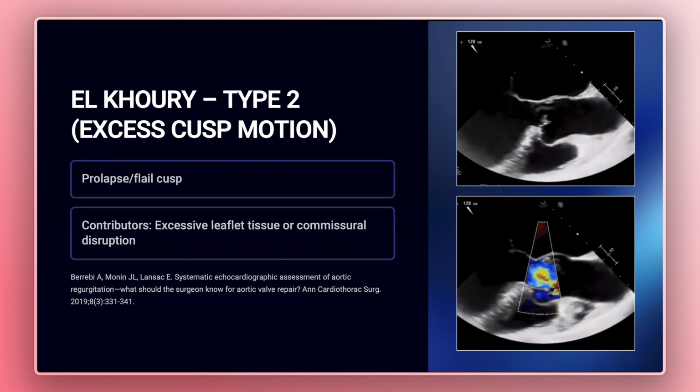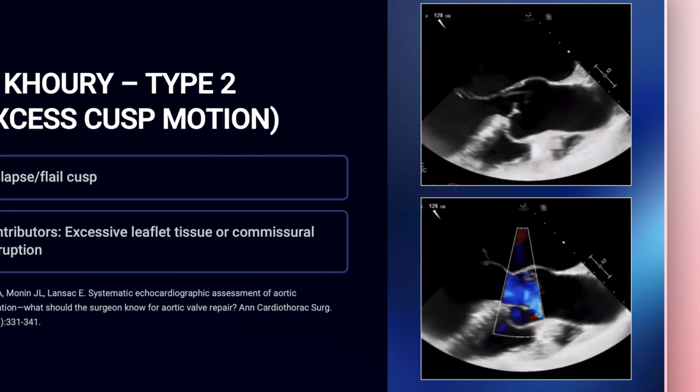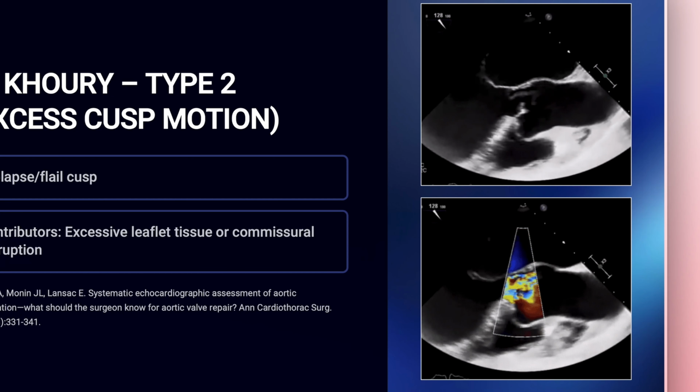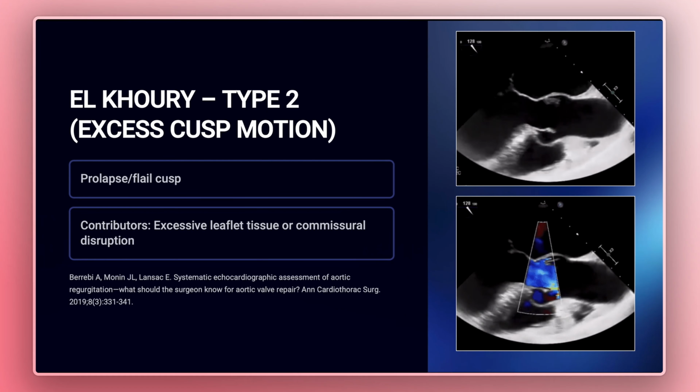The Khoury Type II is when you have excessive cusp motion. This occurs when you have a prolapse or a flail cusp, as you see in this echo clip here. Some of the contributors are if you have excessive leaflet tissue or disruption at the commissural level.